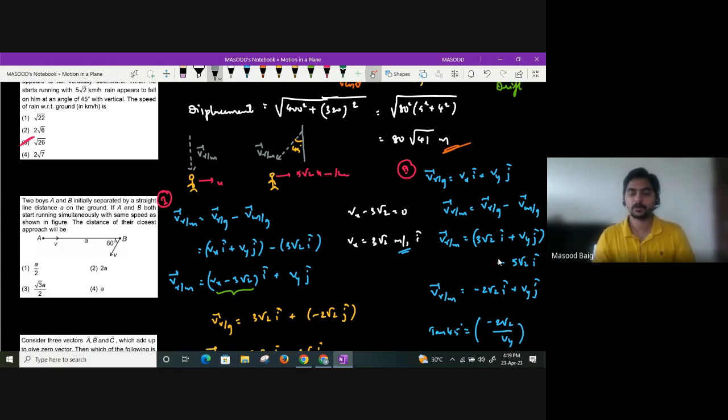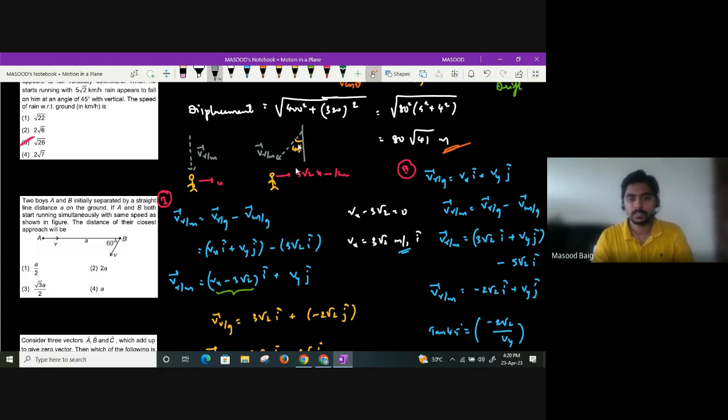In the second case, we got this thing, velocity of rain with respect to ground. We already got the x component, 3 root 2 i cap, plus Vy j cap we wrote, minus velocity of man with respect to ground. In the second case, it is 5 root 2 i cap. So I got this component.